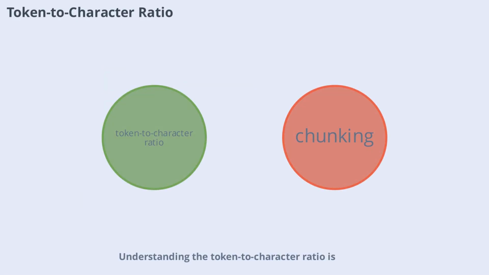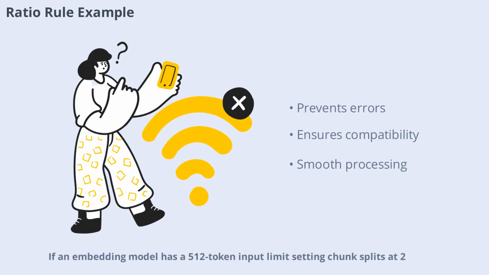Understanding the token-to-character ratio is essential when structuring ingestion chunks. In English, one token is roughly 4 characters or 0.75 words. This matters because embedding models have strict token limits while text slicers often operate on character counts. Aligning these ensures smooth processing. If an embedding model has a 512 token input limit, setting chunk splits at 2048 characters prevents unexpected truncation errors. This simple rule of thumb helps avoid issues at the API gateway and ensures that all data is processed correctly.